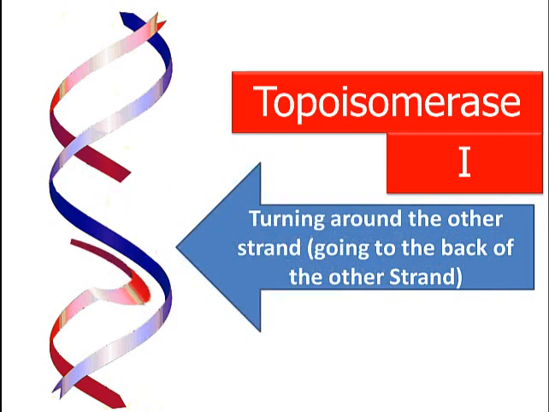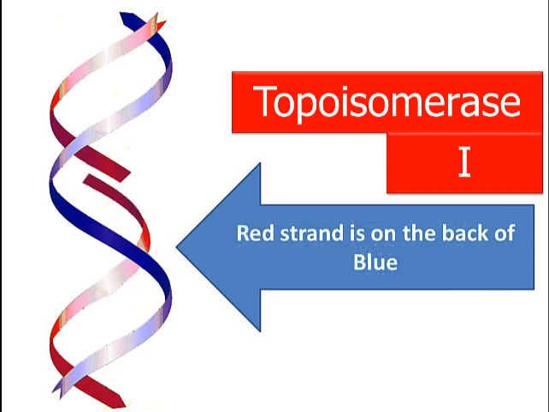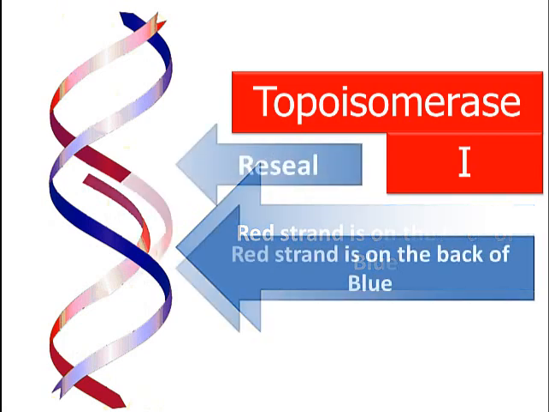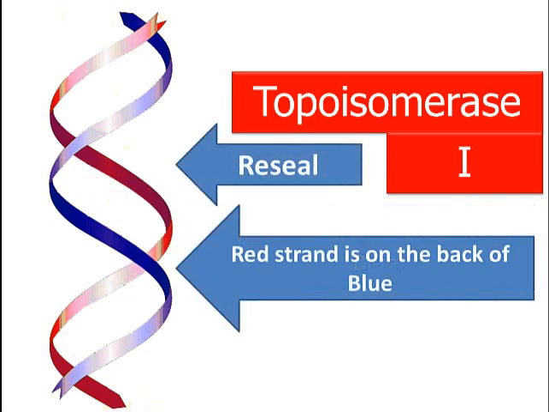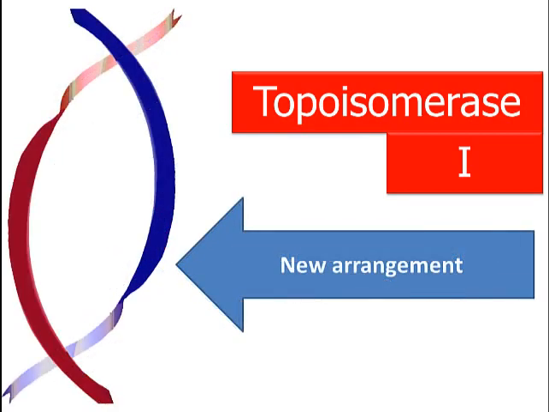Turning around the other strand, the red strand is going to the back of the blue strand. The red strand is on the back of the blue, resealing happens, and the red strand is on the back of the blue. The new arrangement is like this, and the bases here are more exposed to other enzymes.